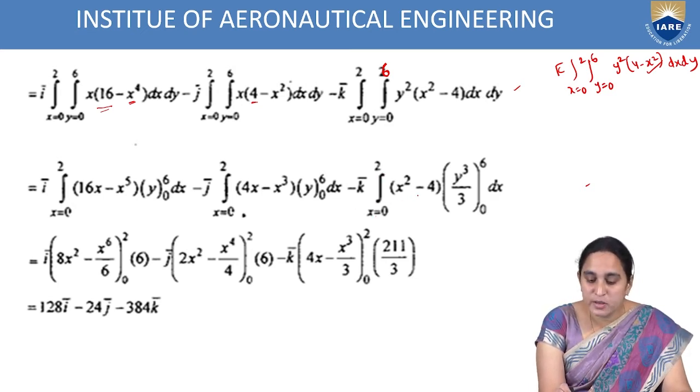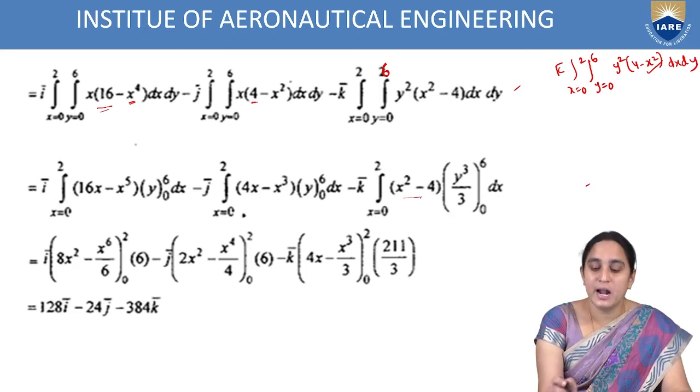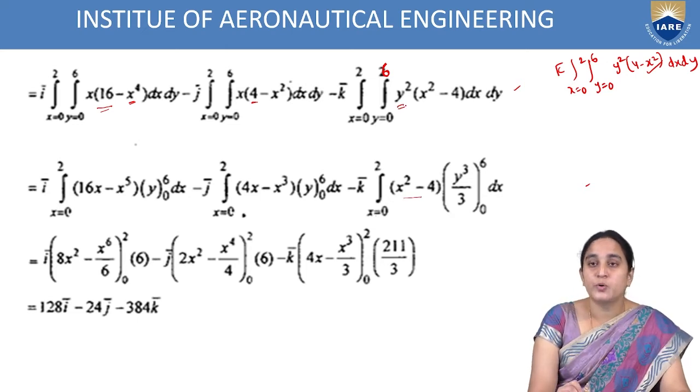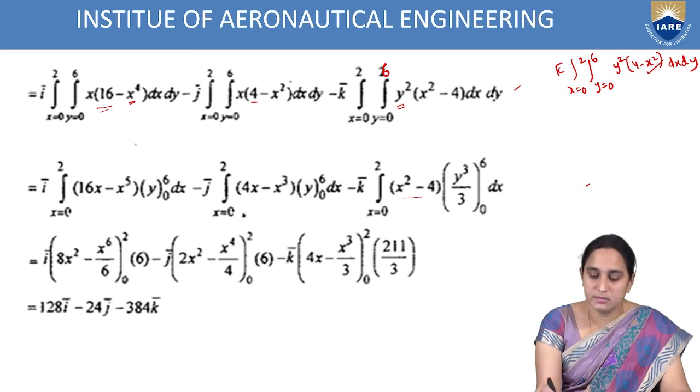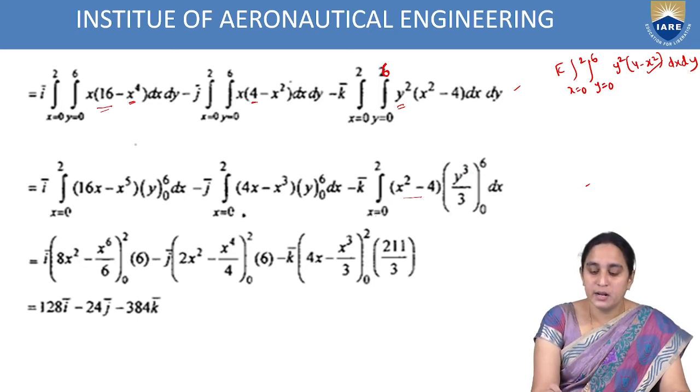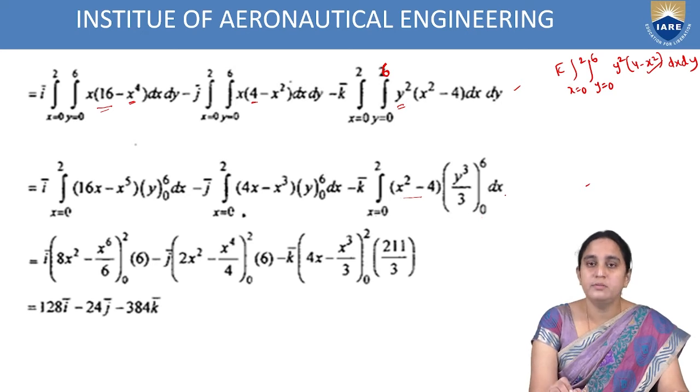Minus k bar into the integration of x from 0 to 2. I'll take x square minus 4 as constant and integrate y square. Whatever the y square integration is, this is y cube by 3. The y square integration is y cube by 3. And what are the limits for that? 0 to 6 into dx.